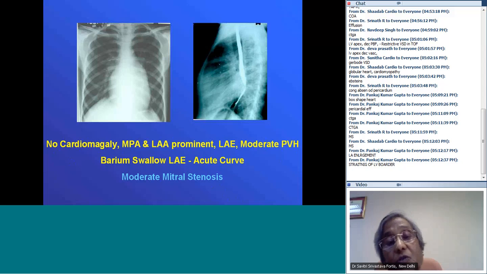If it is a pure MR, you don't see a left atrial appendage. Think of non-rheumatic mitral regurgitation. So recognition of the LA appendage is very important. So this is a classical X-ray and barium swallow of mitral stenosis with moderate pulmonary venous hypertension. I know in the projected X-rays, the venous hypertension we may not be able to grade very clearly.